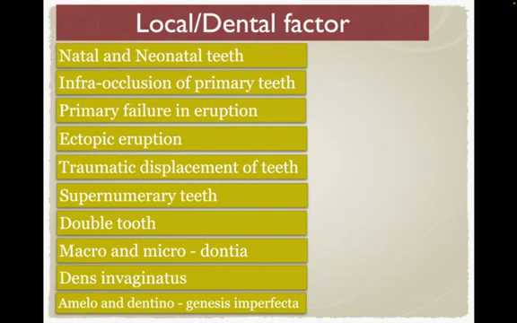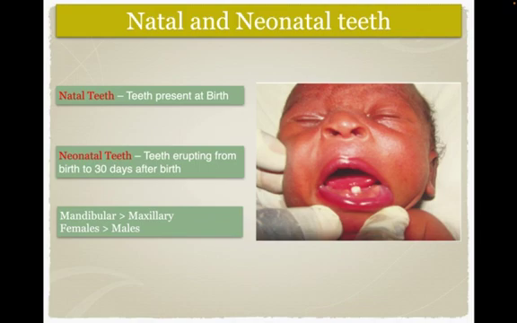We're going to cover all these topics: natal or neonatal teeth, infra-occlusal primary teeth, primary failure of eruption, ectopic eruption, traumatic displacement of the teeth, supernumerary teeth, double tooth, macro and microdontia, dens invaginatus, and amelogenesis and dentinogenesis imperfecta. So we're going to start with the natal and neonatal teeth.